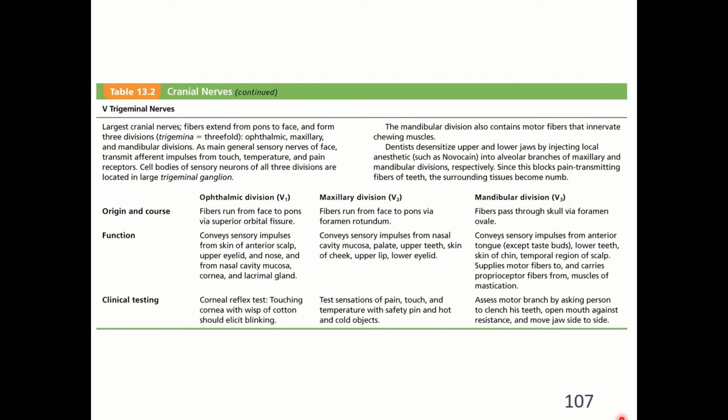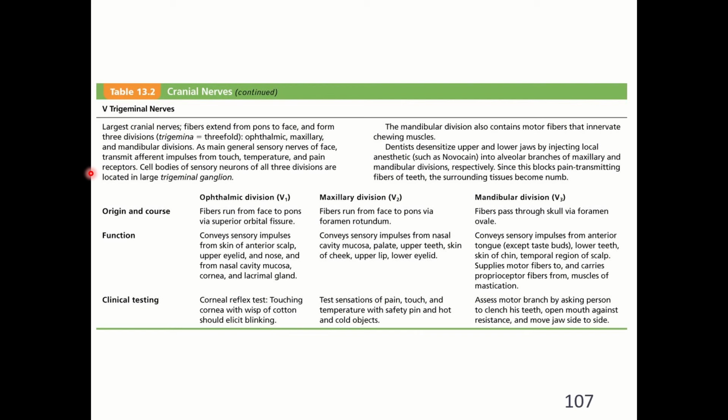Cranial nerve 5 is the trigeminal nerve. This one is both sensory and motor. It has 3 major divisions, hence trigeminal. So trigeminal is the largest cranial nerve. The fiber extends from the pons to the face and forms the 3 divisions: the ophthalmic, which services your forehead and eyes, maxillary, which is upper jaw, and mandibular, which is lower jaw. As the main general sensory nerve of the face, it transmits afferent impulses from touch, temperature, and pain receptors.